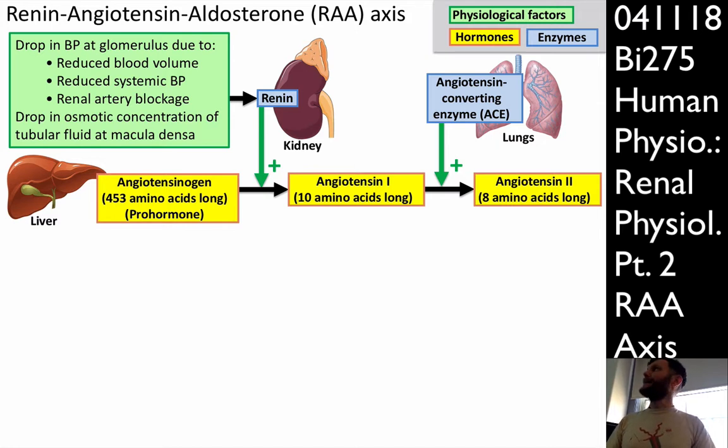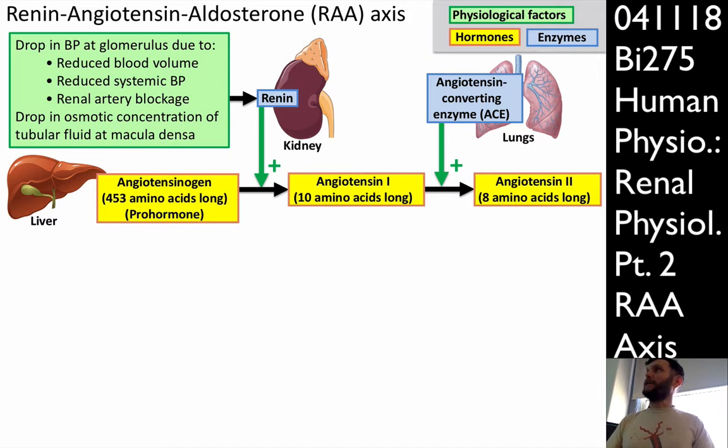The kidney, in response to a drop in blood pressure at the glomerulus, so there's a reduction, this is answering your question, there's a reduction in blood pressure at the glomerulus. Why? Maybe there's a reduction in blood volume. Who knows? Maybe you're menstruating, or you injured yourself, or who knows why. But there's a drop in blood volume for some reason.